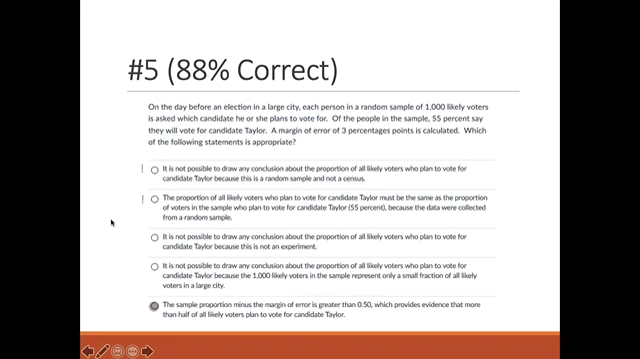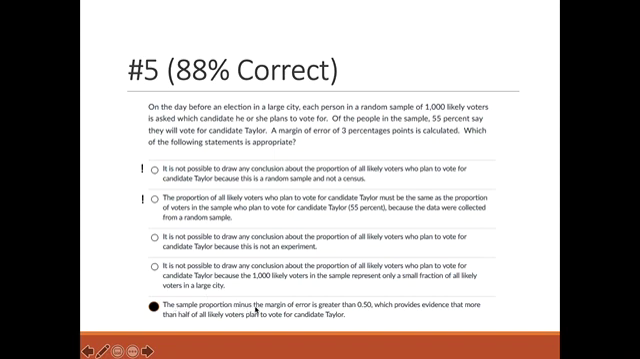So 88% got number 5 correct here. The correct answer is down here at the bottom. The sample proportion minus the margin of error is greater than 0.5, which provides evidence that more than half of all likely voters plan to vote for Taylor. Here, this is about using the confidence interval in order to make a conclusion. We have a point estimate of 0.55, and if you add or subtract 0.03 to that, you get a confidence interval from 0.52 to 0.58. So that's what they're trying to describe here.